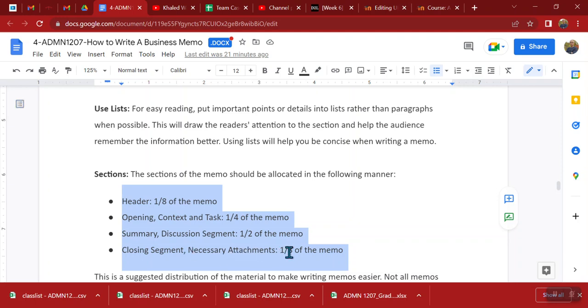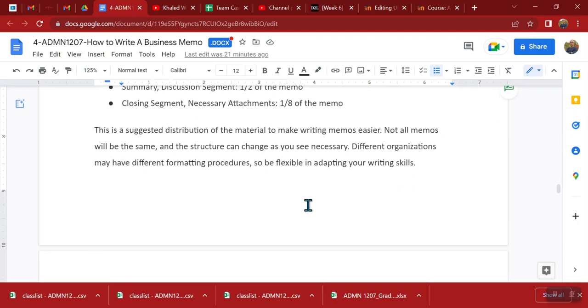It's 1/8. So 1/8 plus 1/8 is almost 25 percent, or 1/4. So the opening, context and task, the 3 segments together, are 1/4 of the memo. And then half of the memo is the summary if needed, but the most important is the discussion. This is the why segment, while this is actually the to whom, and this is the what. Okay, so this is very important.